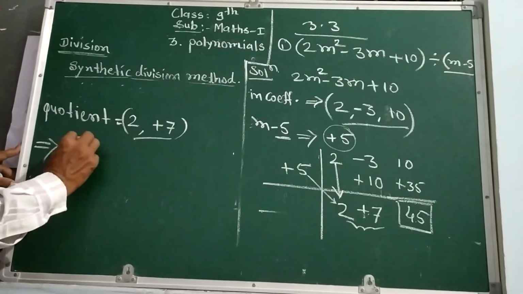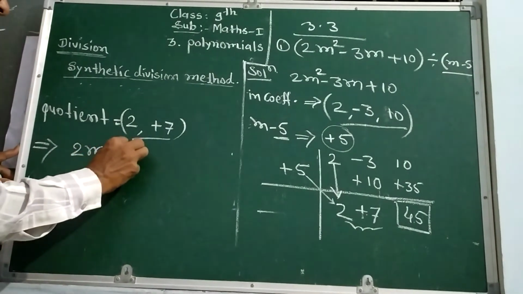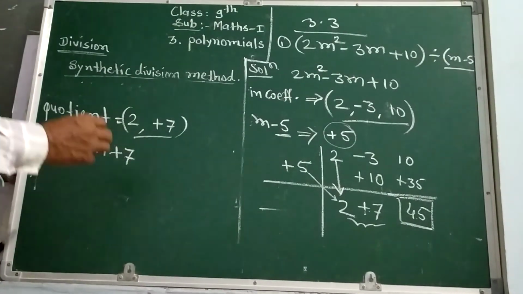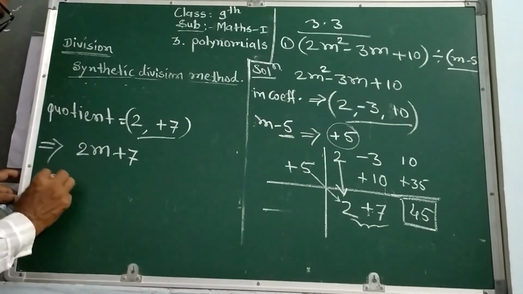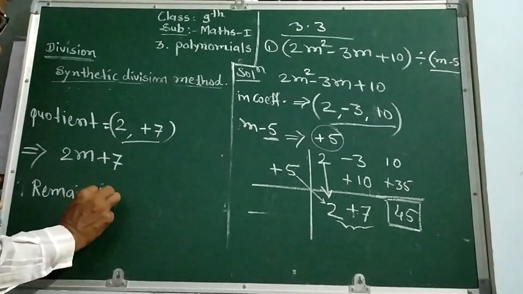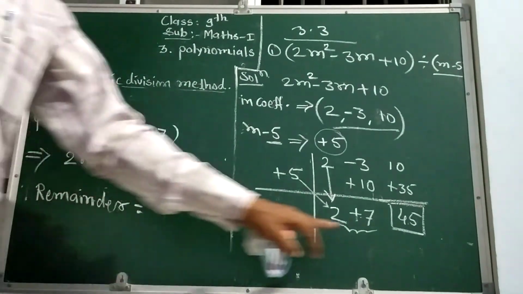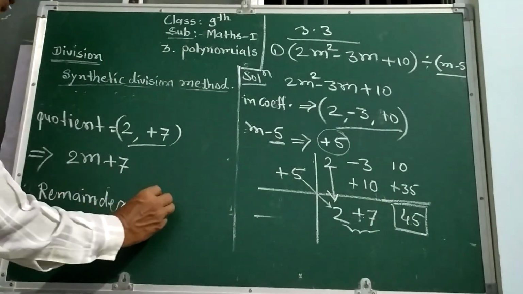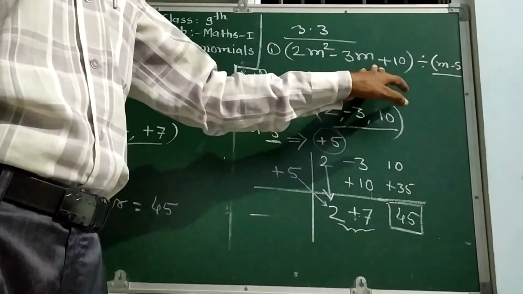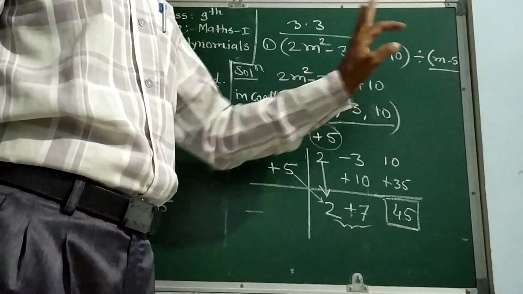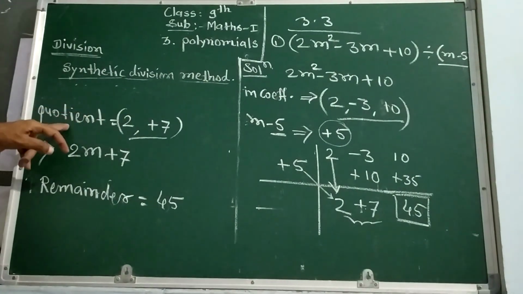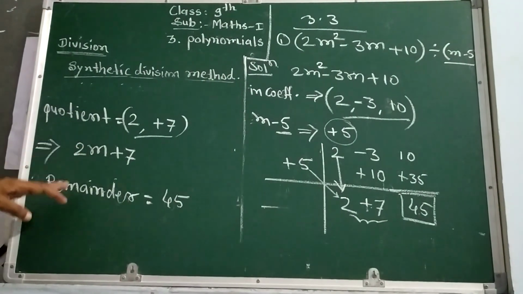So I write this 2m plus 7. This is the quotient of this answer. And the remainder, now remainder means this last term, that is 45. In this case, in this way, if you have to divide this polynomial by m minus 5, you have to take this step by step and write the quotient in index form and the remainder.